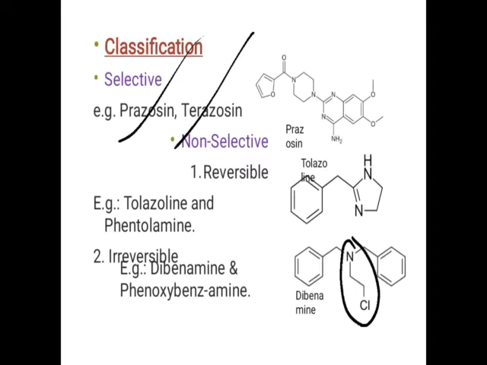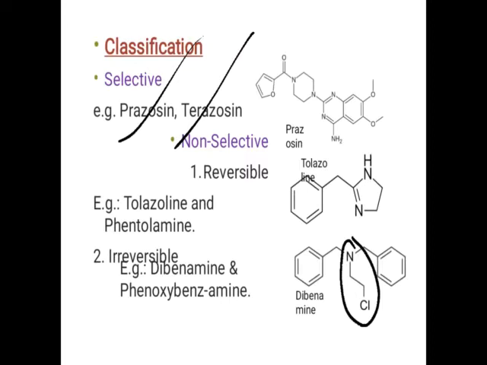That means for a long time the blockade can take place. Generally once we give a dose of this, it can show activity for 3 to 4 days. Okay, so this is about the irreversible blockers that we have seen in the last lecture.